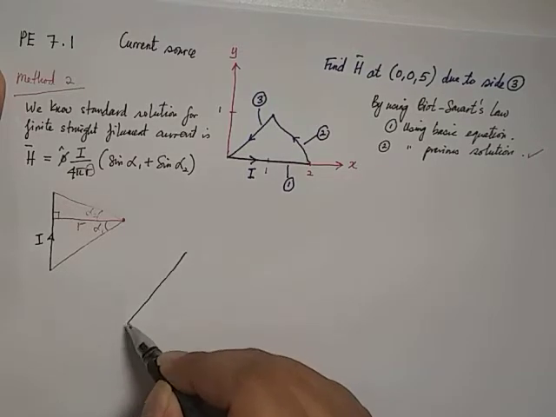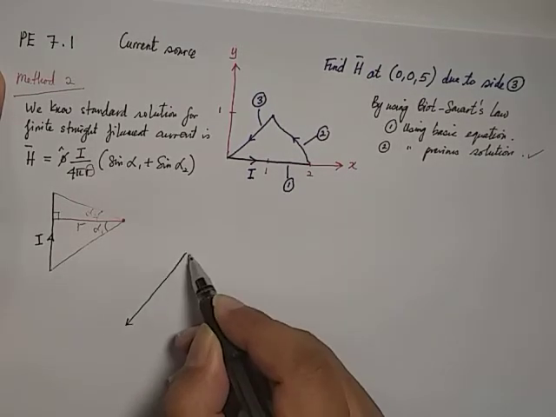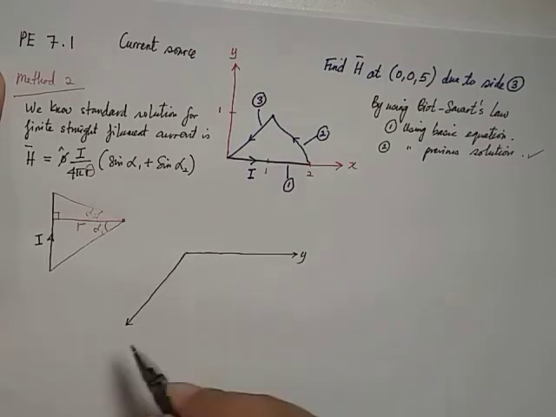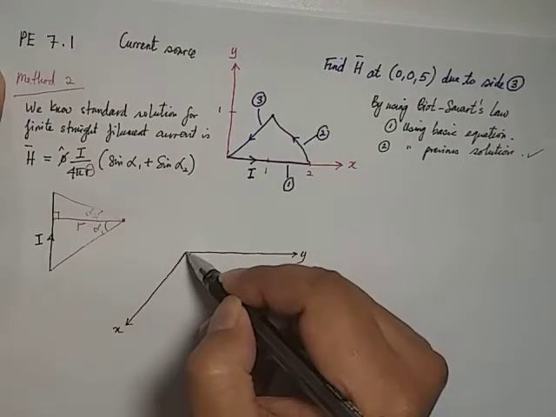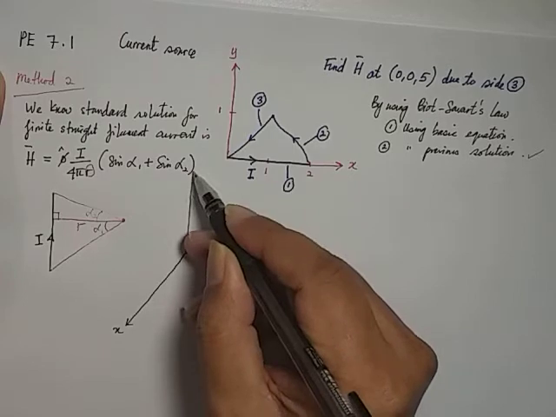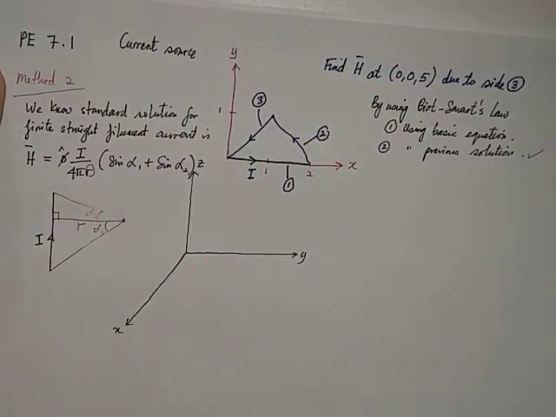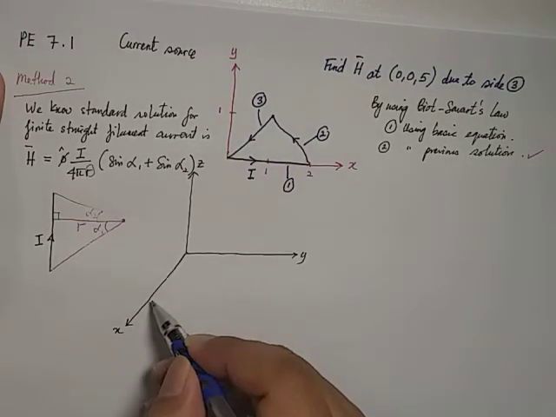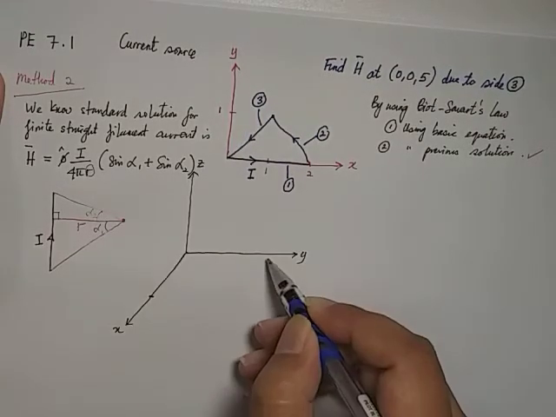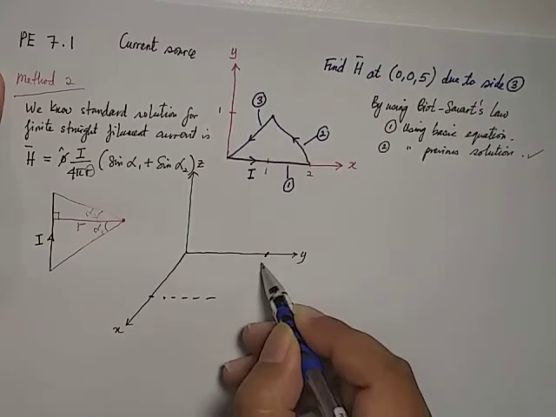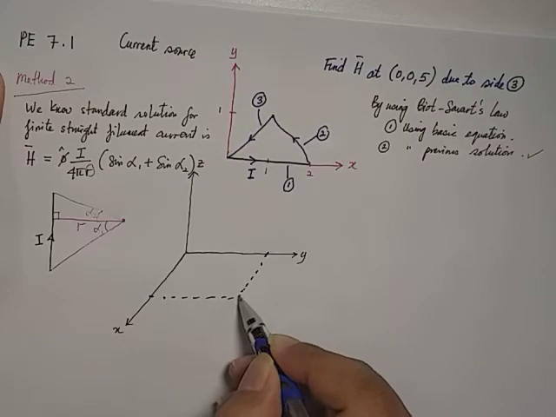So this is my x-axis. This is our y-axis. And this is our z-axis. So first I'm going to draw the triangle, the current source first. Okay, number 1 is position 1. Let's say this is position 1. So these two points are going to join together here.